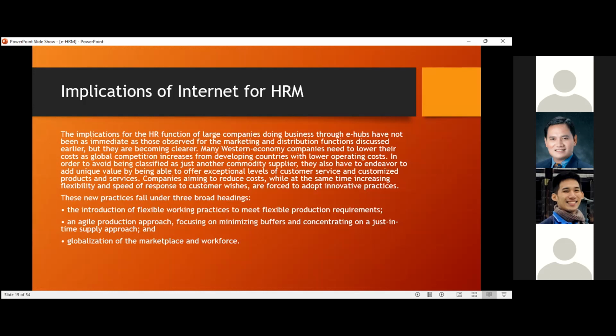These new practices fall under three broad headings: the introduction of flexible working practices to meet flexible production requirements, an agile production approach focusing on minimizing buffers and concentrating on a just-in-time supply approach, and globalization of the marketplace and workforce.